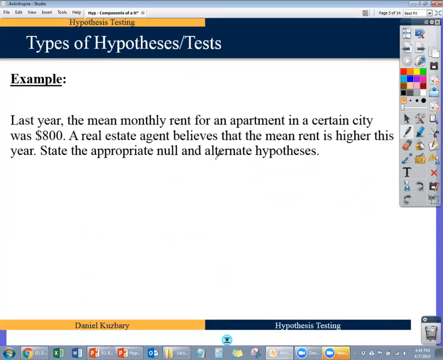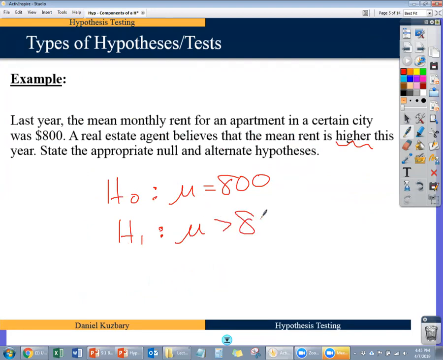Let's do another one. Last year, the mean monthly rent for an apartment in a certain city was $800. A real estate agent thinks the mean rent is higher than this. So we're going to state the hypotheses. So this is also a one-tailed test. Mu is equal to 800 is the null. So you know it's the null because it has an equal sign. You should never put an equal on the alternative hypothesis. You should always put the equal there. Since the agent thinks it's greater than, let's do greater than.